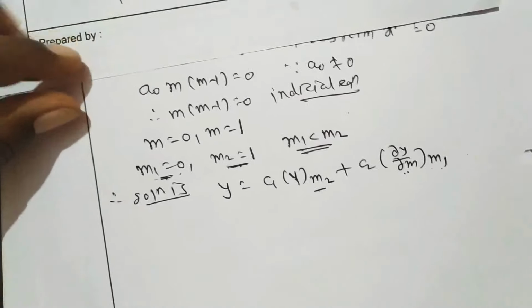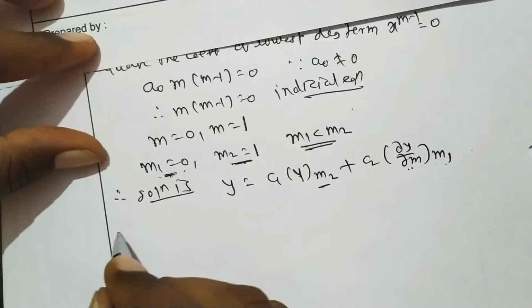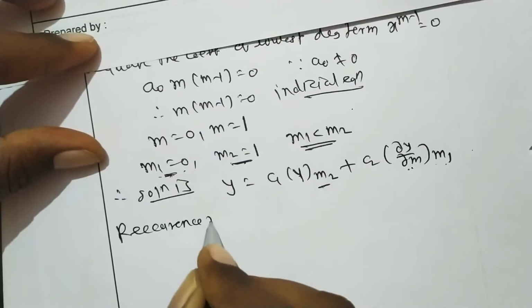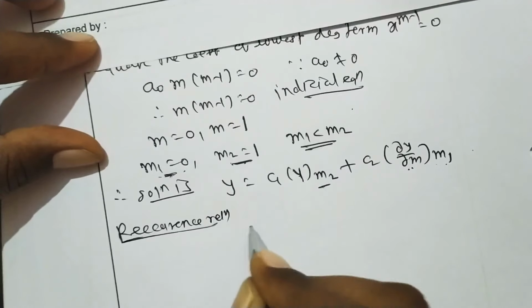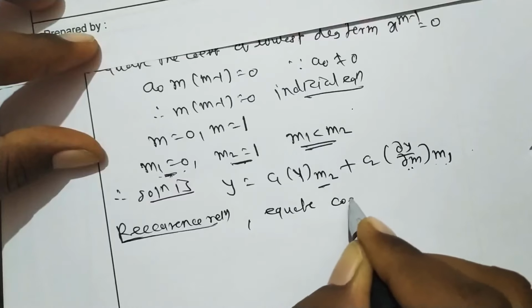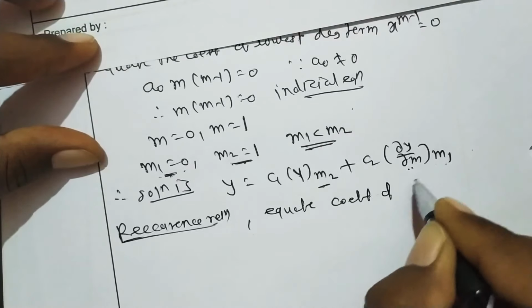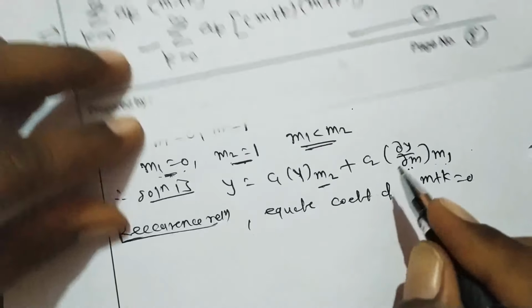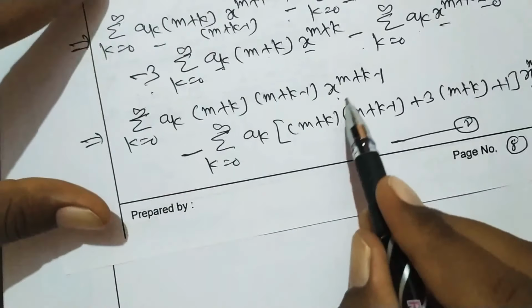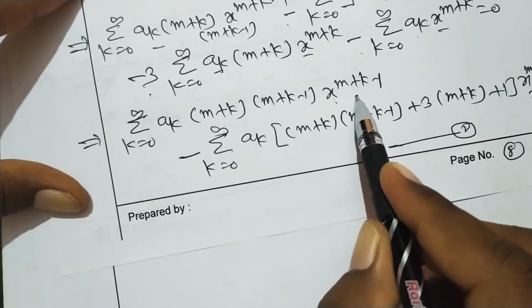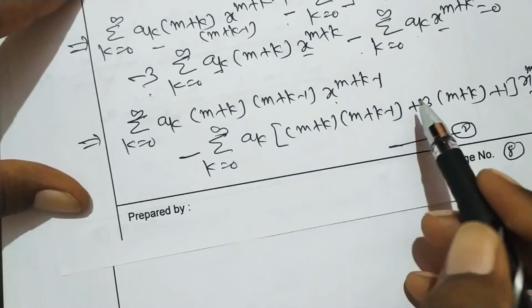Now look, for y what do we need? The recurrence relation. Okay, and how do we find the recurrence relation? For the recurrence relation we have to equate the coefficient of x raised to m plus k with 0. Now observe this step carefully. Here we want x raised to m plus k. We have to equate the coefficient of x raised to m plus k from equation 2 with 0.